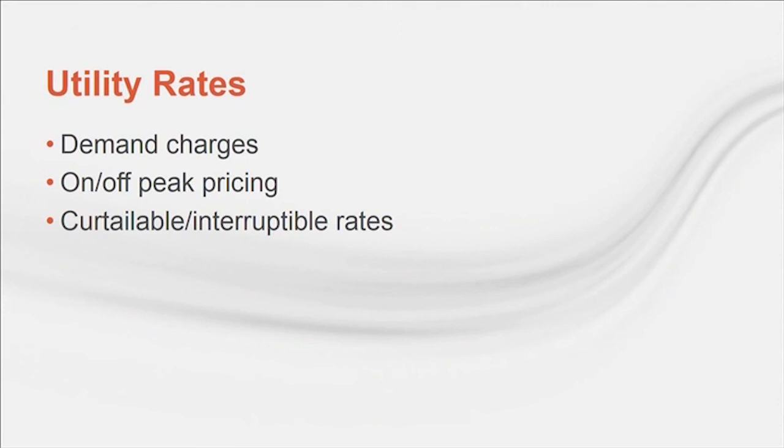Many utilities also offer a lower rate if customers are willing to lower their demand at the instruction of the utility. These are known as curtailable or interruptible rates. Typically, these rates are reserved for larger customers who can have a more significant impact on the system load. They also place limitations on how often the utility can call for a curtailment or interruption and how long they can require the customer to reduce load.